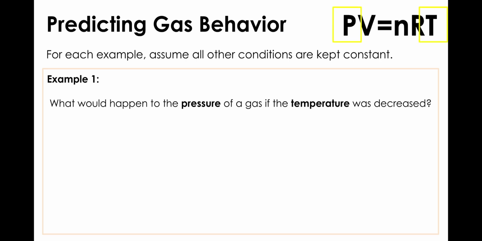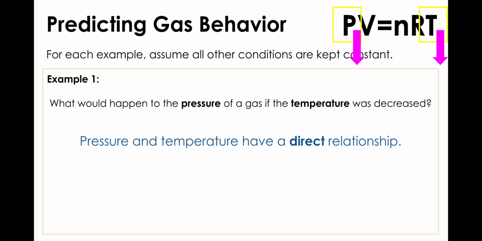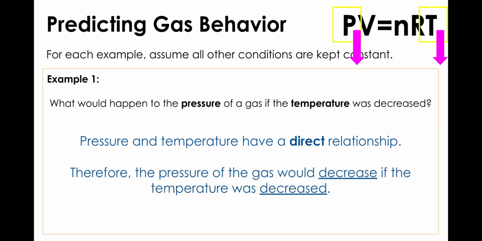So we're looking at pressure and temperature, and they're on opposite sides of the equal sign. So this should be a clue that they are going to have a direct relationship. So if temperature were to decrease, as is said in the problem, pressure would also decrease. And this is because pressure and temperature have a direct relationship. Therefore, the pressure of the gas would decrease if the temperature was decreased.